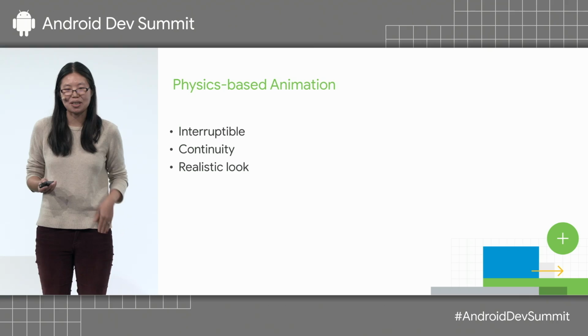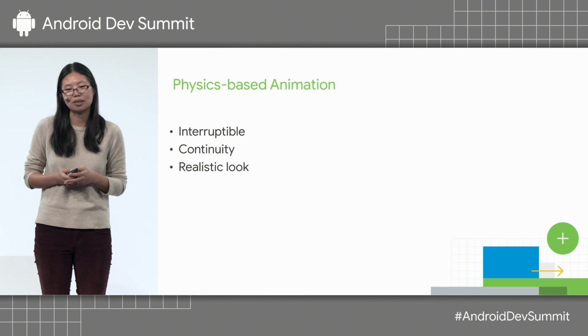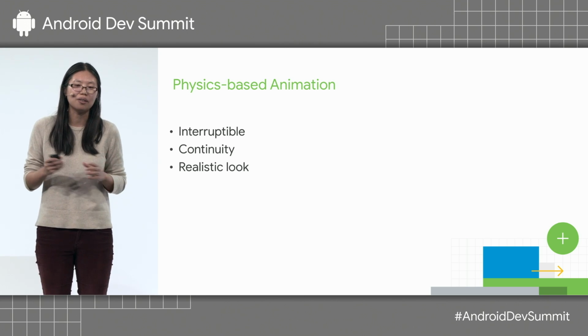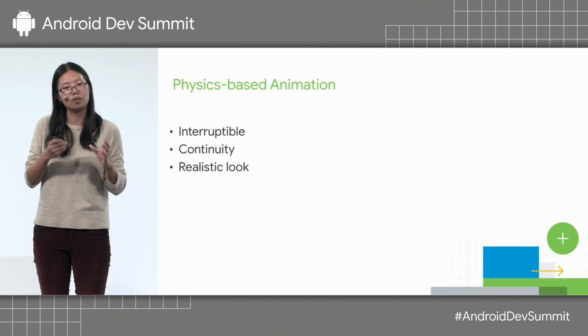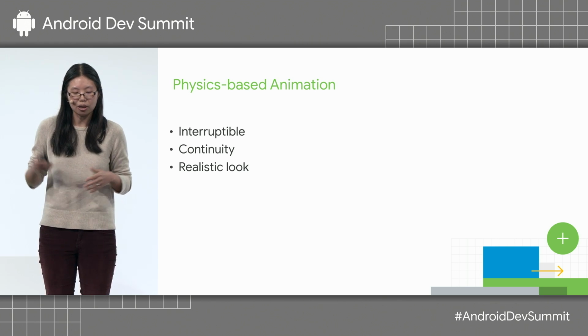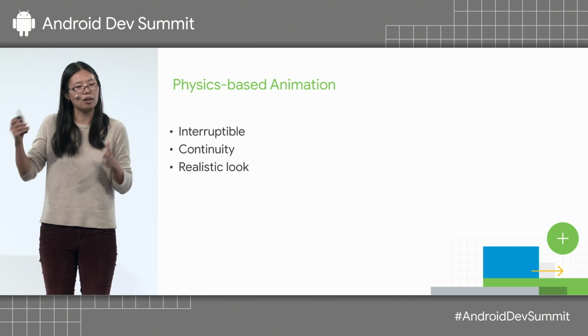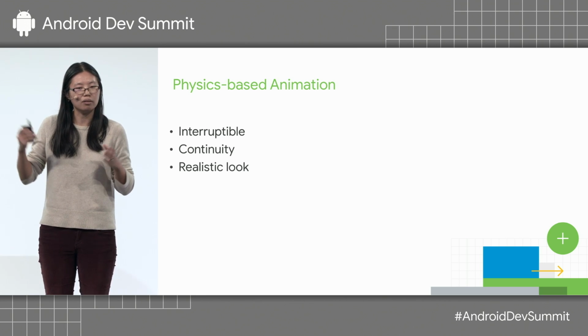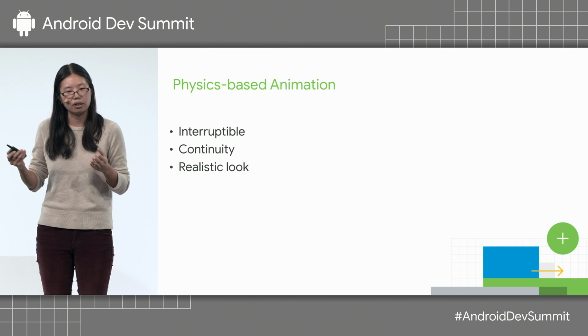Now, physics-based animation. Who doesn't love physics, right? Physics-based animation is perfect for a highly interactive use case where you have lots of gestures going on, and you want to carry on the momentum of the gesture into your UI to create a sense of continuity. And when there are a lot of gestures in flight, you could potentially interrupt the existing ongoing animation.